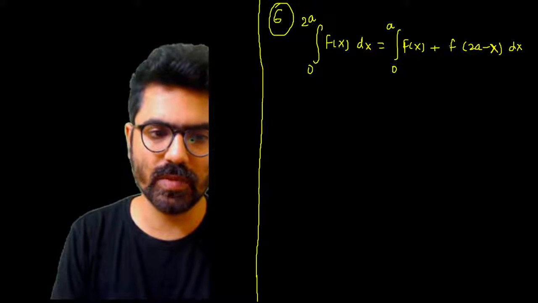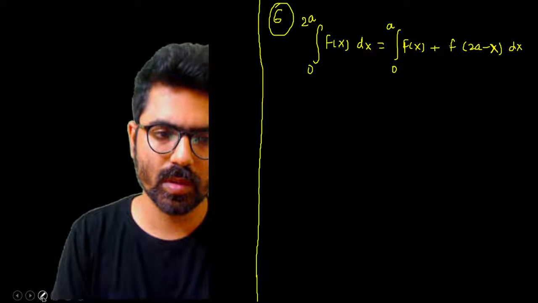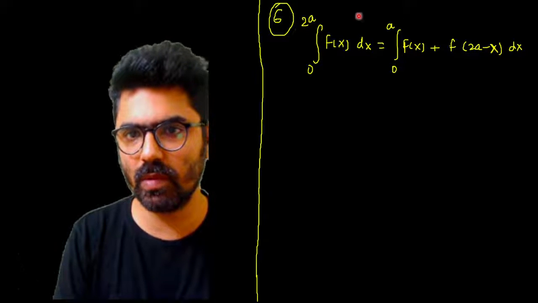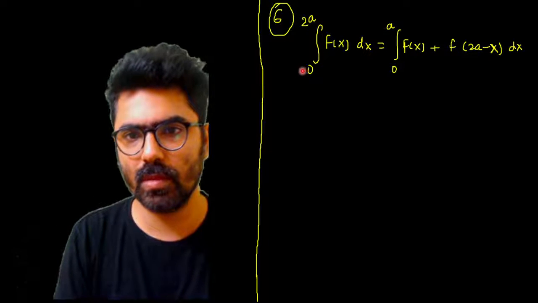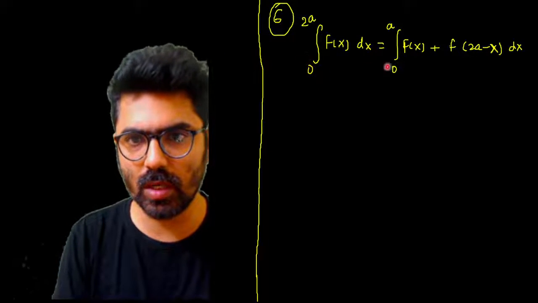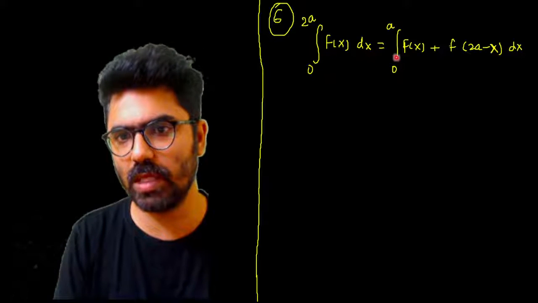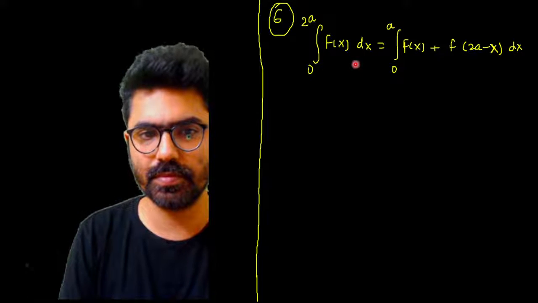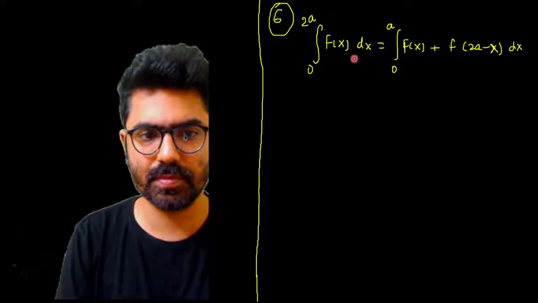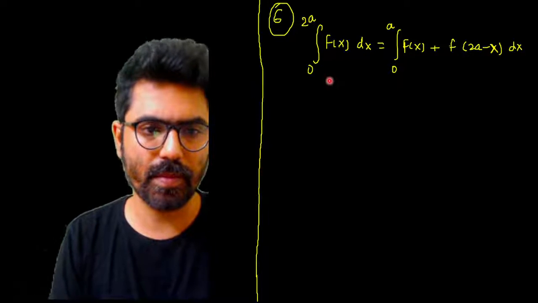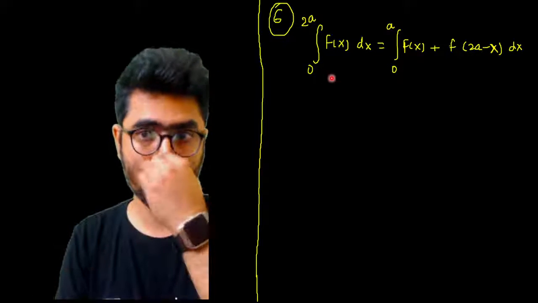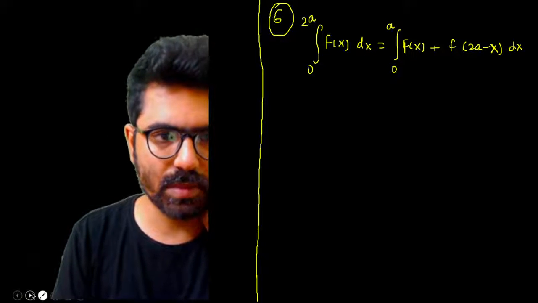As we can see, we have a limit from 0 to 2a. If you are willing to make the limit half, then it will help us get the limit from 0 to 2a to 0 to a. Make sure that while applying this property, the lower limit should be 0. Let me take one example based on it.